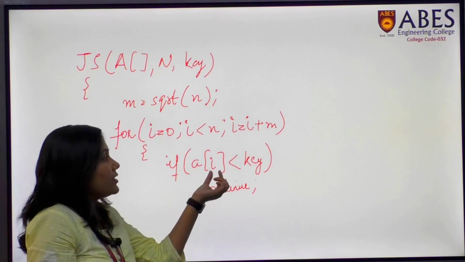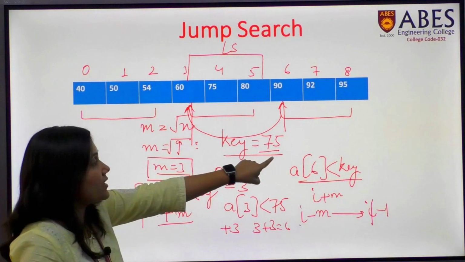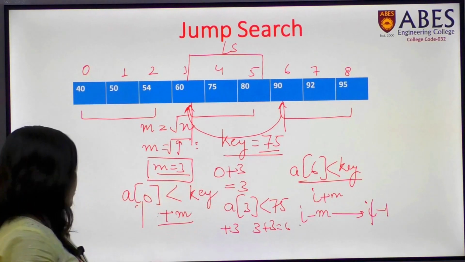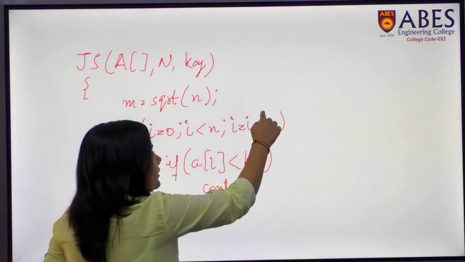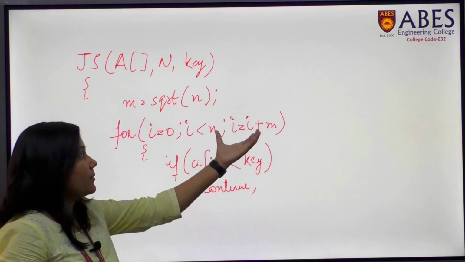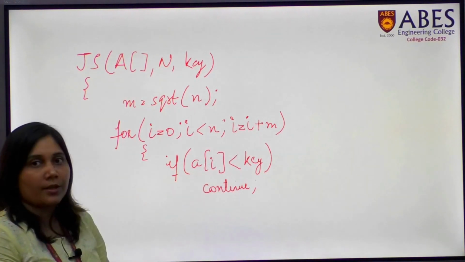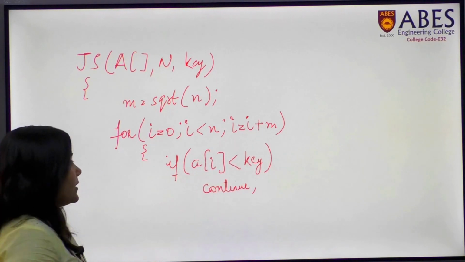So what will happen? a0 is less than key. As we know from here, a0 is less than my key value. Yes, it is true. So the continue statement will take it back to the position of the increment, wherever the increment is happening. The increment is 3, so it will change the value of i from 0 to 3.